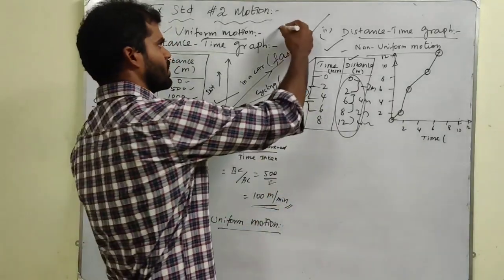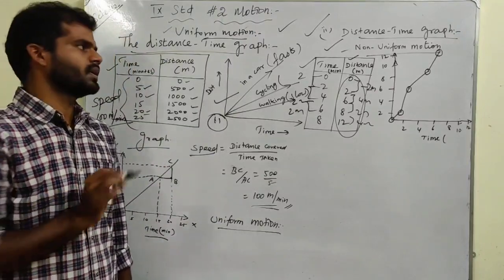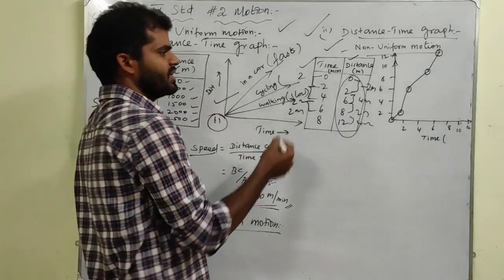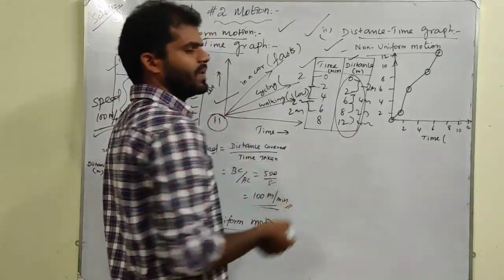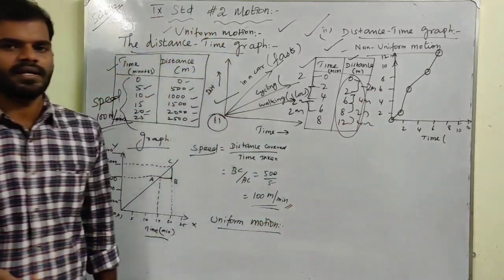So this is very important. You have to know about uniform and non-uniform motion using the graph. From the graph I can easily find out the speed. What is the speed between one point and another point? We can easily point out and get the answer.